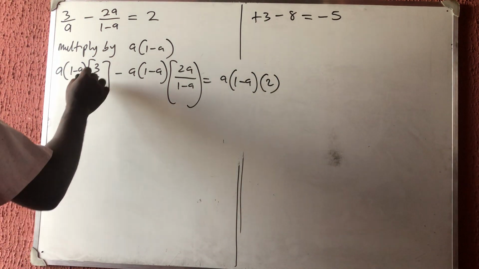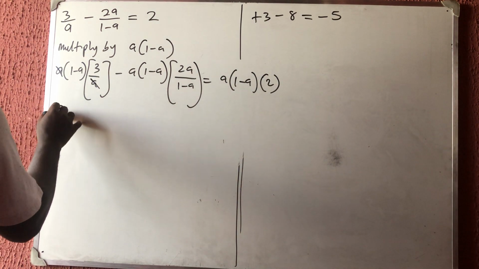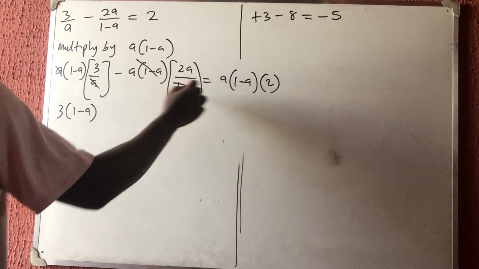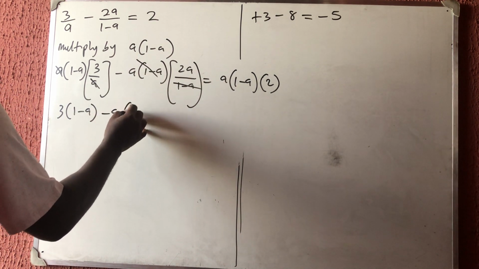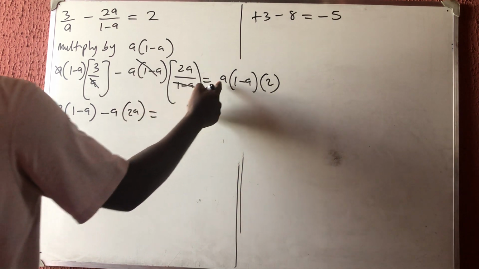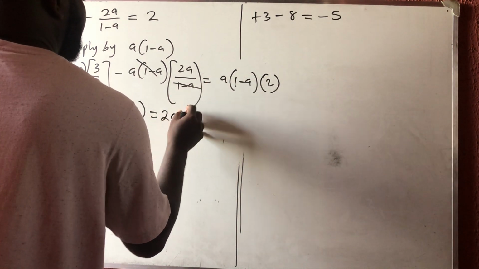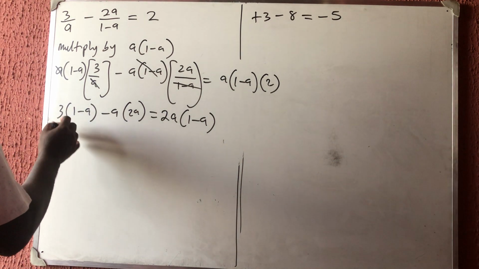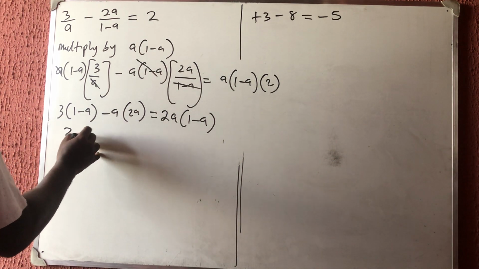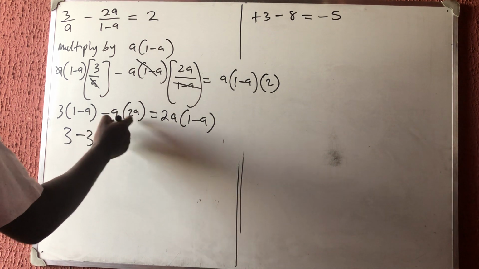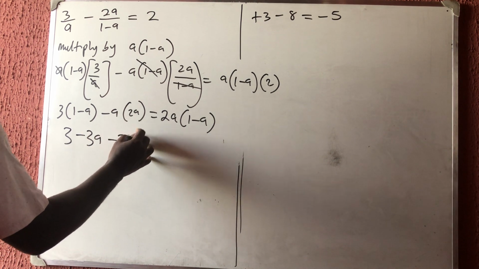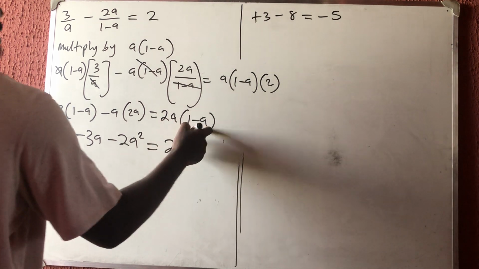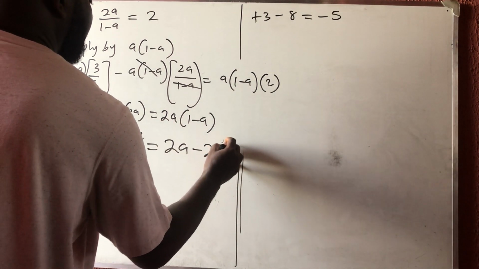This will take care of this, so I'm left with 3 in bracket of 1 minus a. This will take care of this, so I'm left with minus a in bracket of 2a, is equal to, this time, 2a in bracket of 1 minus a. So open bracket, 3 times 1 is 3, 3 times this will give you minus 3a, minus a times 2a will give you minus 2a squared, is equal to 2a, and this time this will give you minus 2a squared.